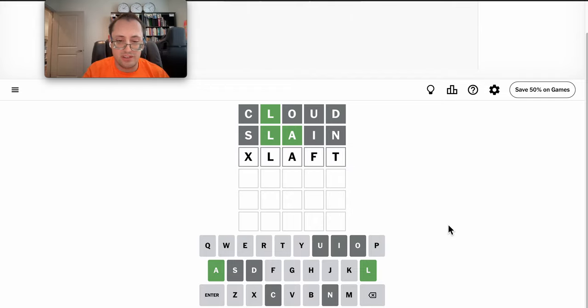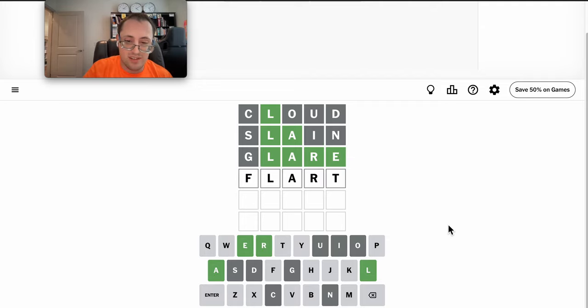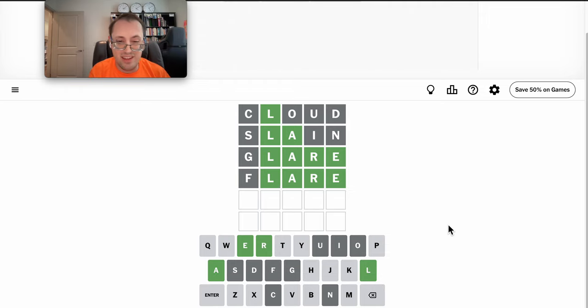I don't think anything fits. So I'm not sure it's a T. RT won't work. RE would work as an ending. What about glare? No, that's not it. Flare is out there. That's not it either. How many other options are there? Blair still works. CLARE wouldn't even work. I don't think they take proper names, plus I've already used the C.